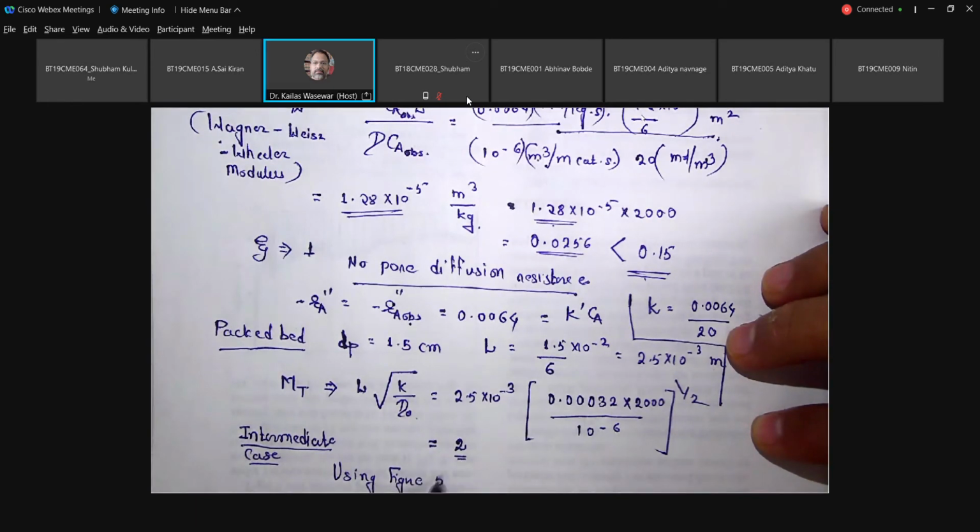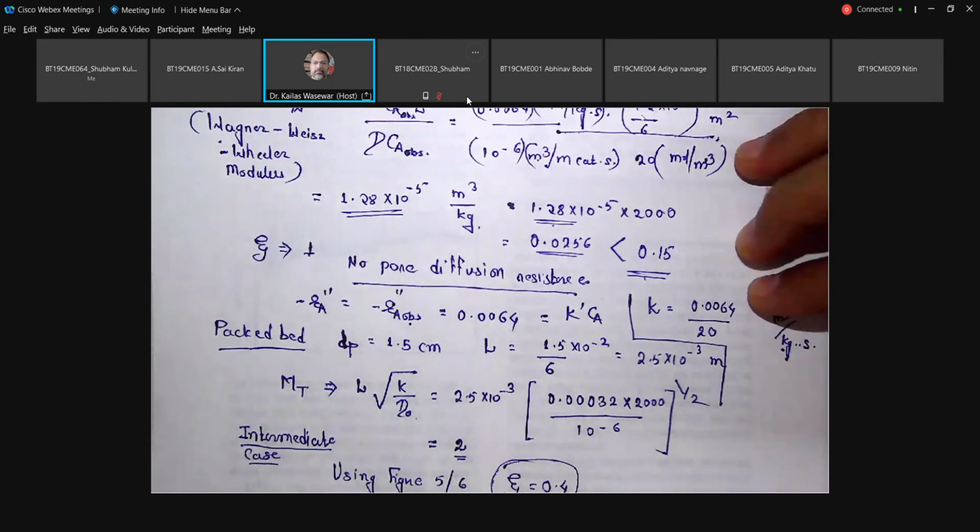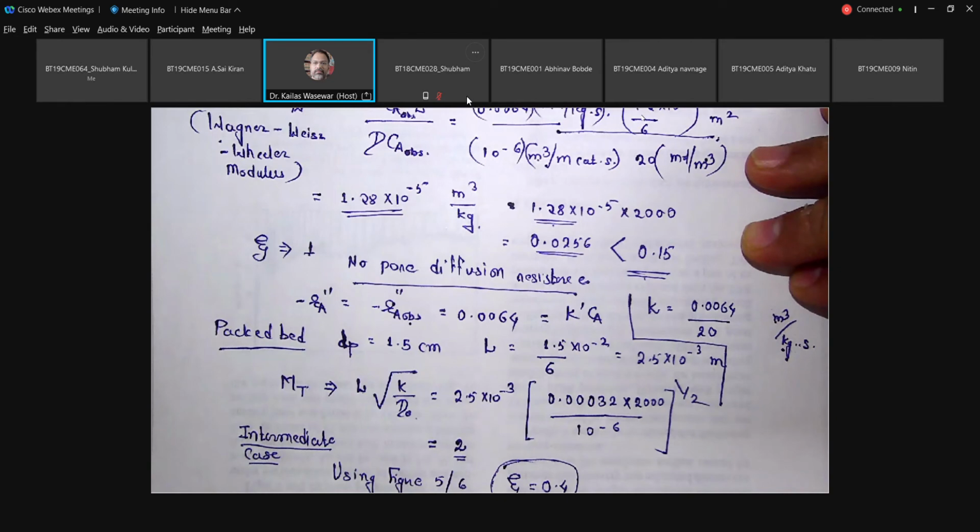I think it is figure 5 or 6. Epsilon will be around 0.4. So that means what? Your reaction is slowed by 0.4. So your K observed will be K into 0.4, that is 0.0064 divided by 20 will be your K observed, in the respective unit of meter cube per kg second.